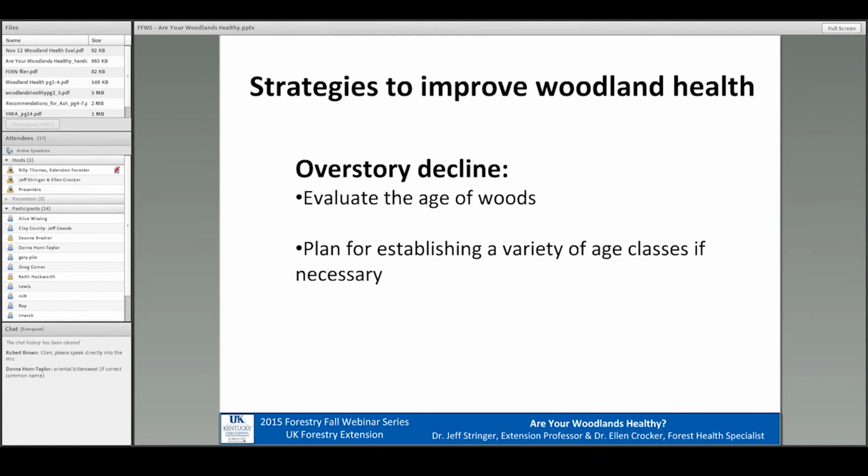So Ellen talked about overstory decline, being able to evaluate the age of the woods, and this is where you need some help with some of this.